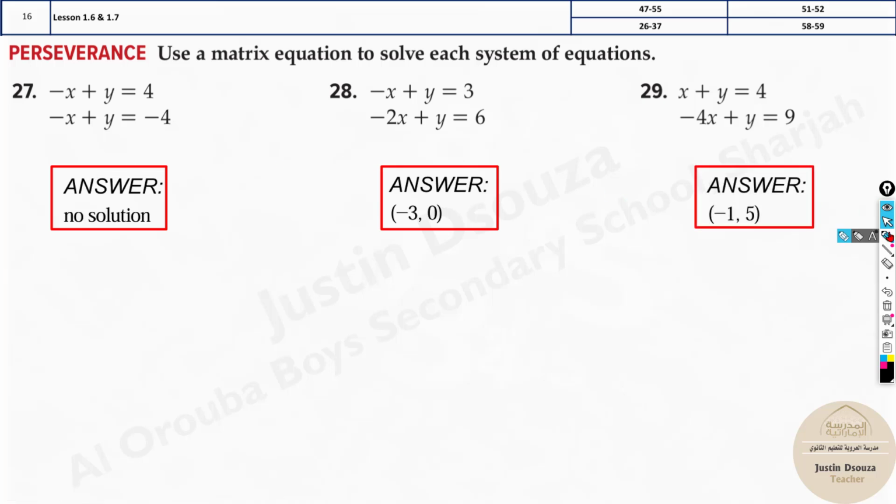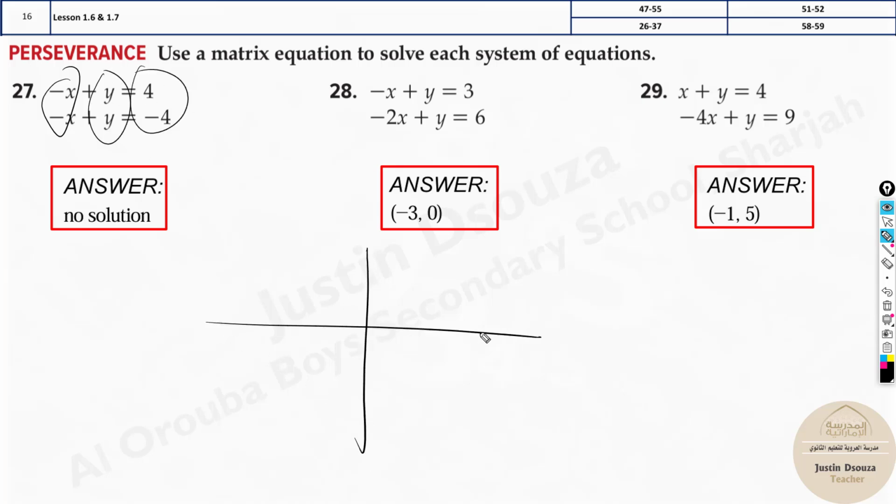Okay, over here there is no solution. Let's look into this problem. If you use Cramer's rule, you get an undefined answer. Why? Because looking at the equations, I can see the slopes are the same and the y-intercepts are different. If I write this in slope-intercept form, it's going to be y equals x plus 4, y equals x minus 4. All I did is take x to the other side. Slope is 1 and 1.